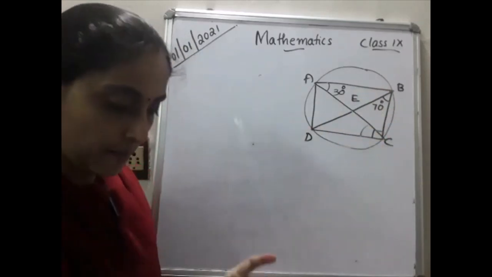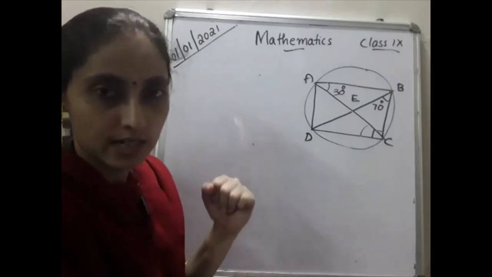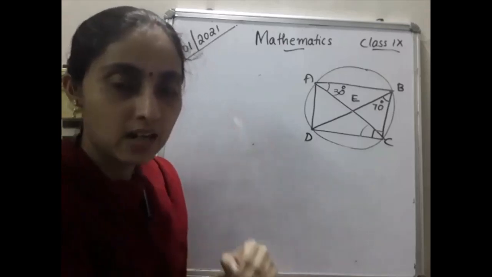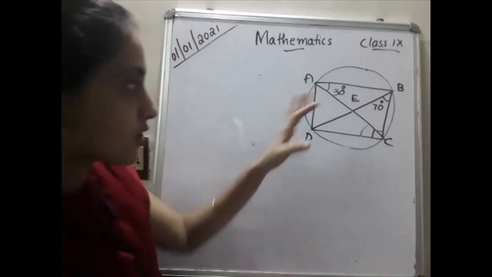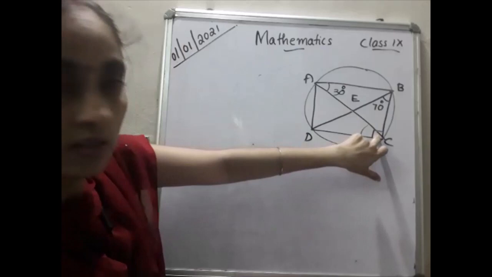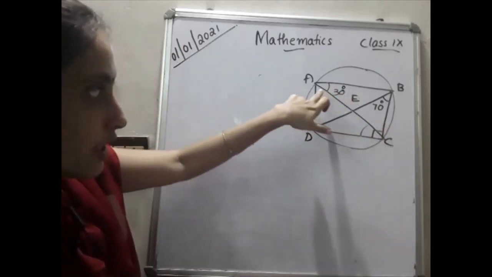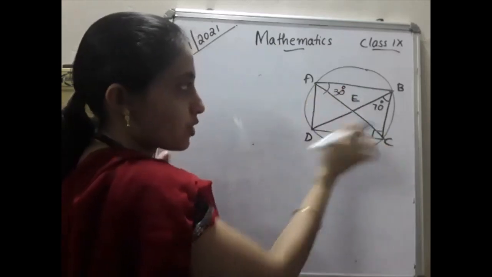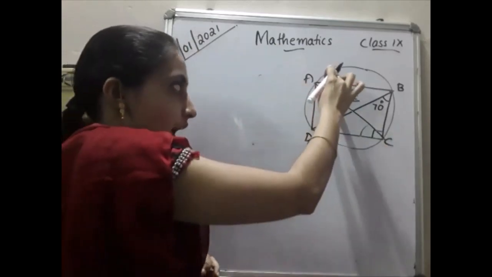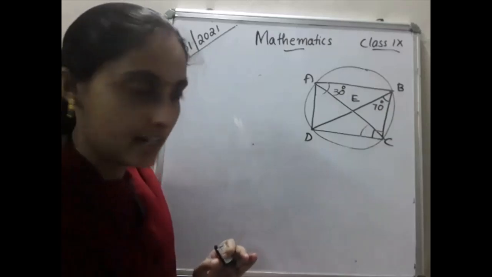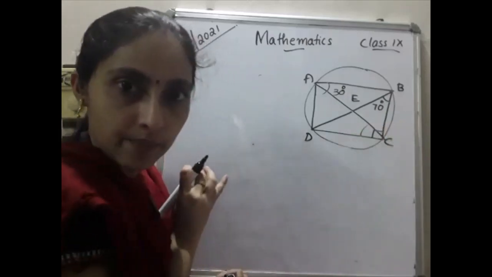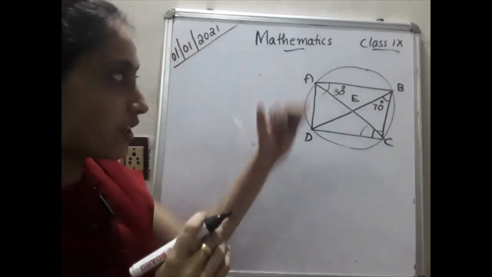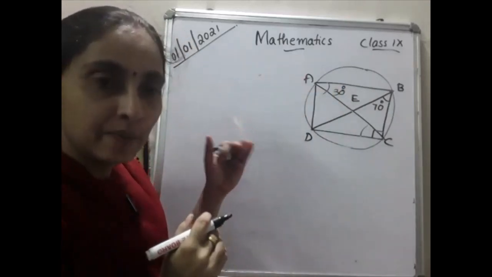This is our question. When you get this type of question, you have to think, what do you mean by cyclic quadrilateral? A cyclic quadrilateral means whose opposite angle sum is 180 degrees. So if you want to find this angle, because this full angle plus this full angle is equal to 180 degrees, we need angle C only. For that purpose, you have to find this one. So how will you find it?